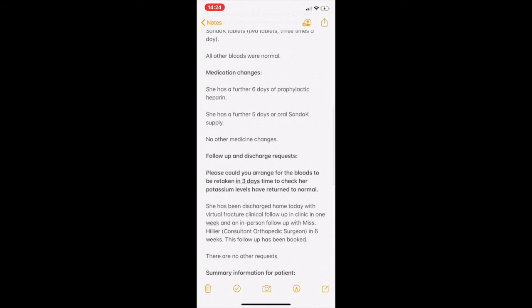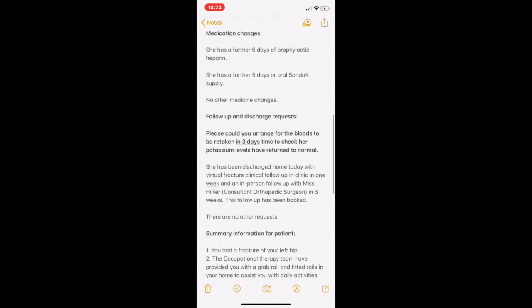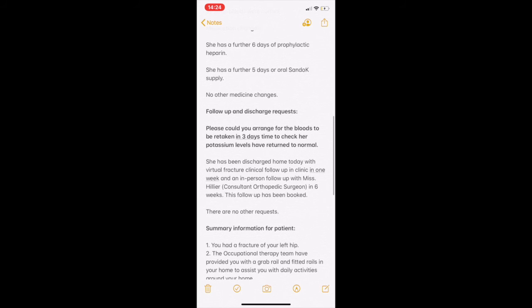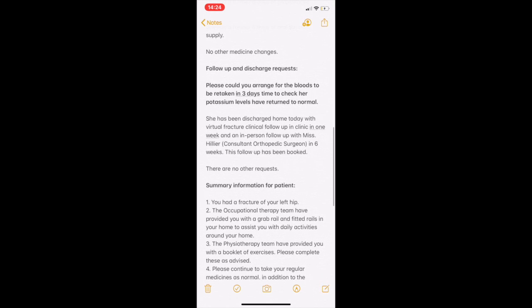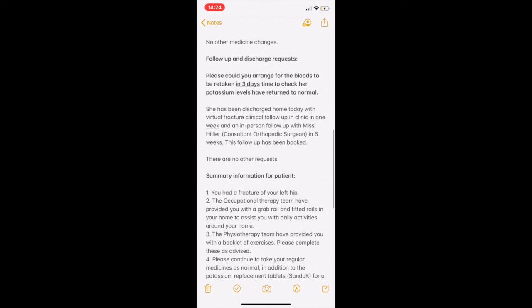I then state important follow-up information that the GP doesn't have to arrange but might want to know. In this case, this lady's been booked into a virtual fracture clinic follow-up in 1 week and an in-person follow-up in 6 weeks. I made sure that the GP knows that this follow-up has been booked and they don't have to necessarily act on it. There are no other requests to state of the GP, and I make this very clear in the letter.